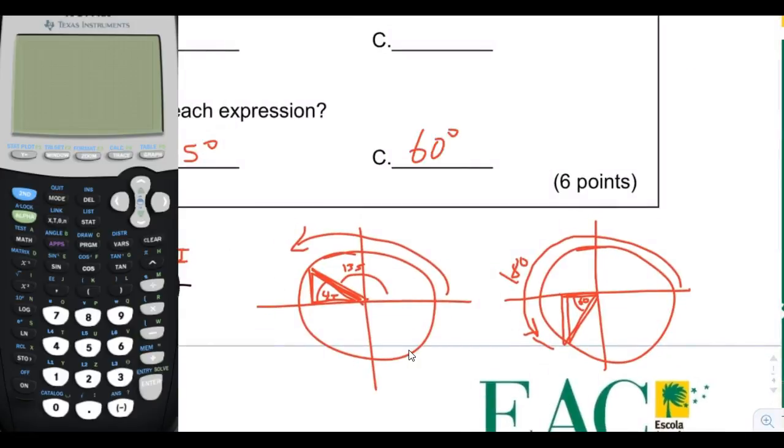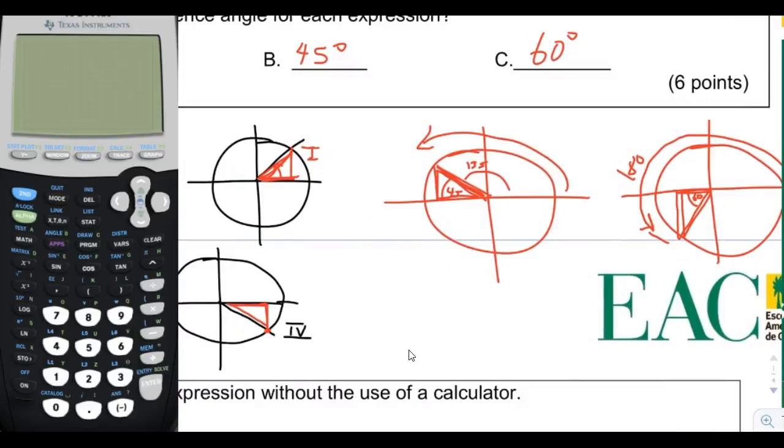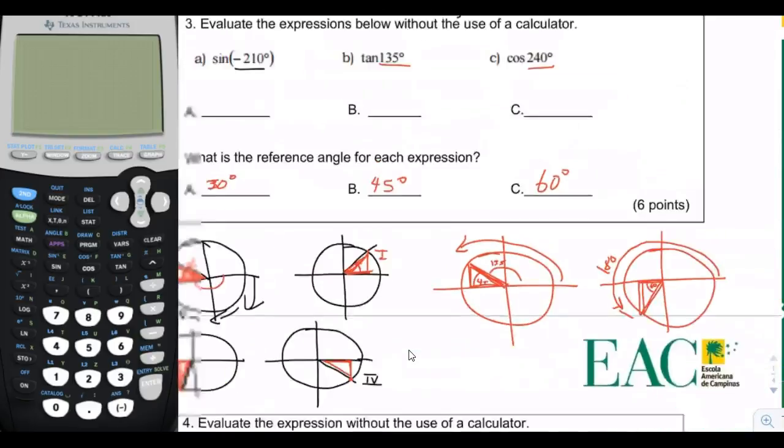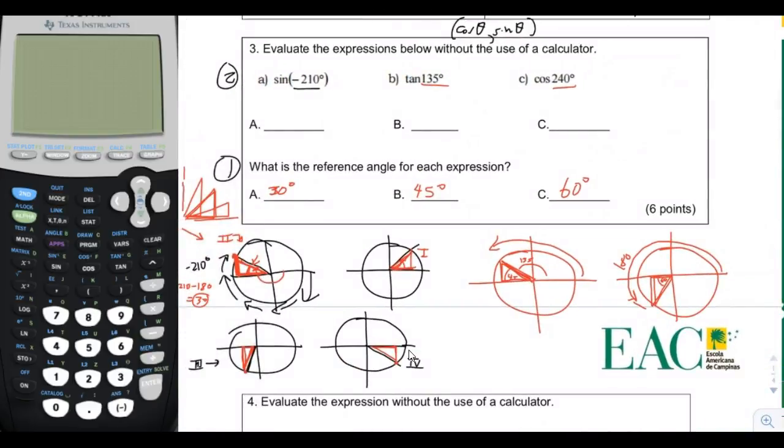So we can see that the first one was in quadrant 2, right? The second one was also in quadrant 2. And the third one was in quadrant 3. Okay? All right.